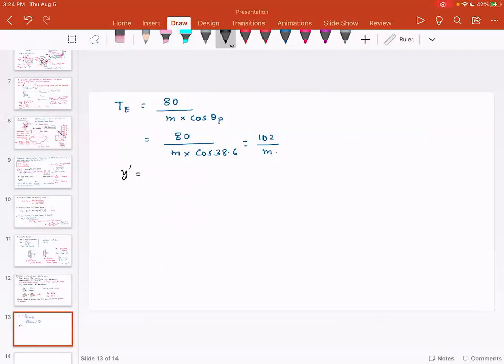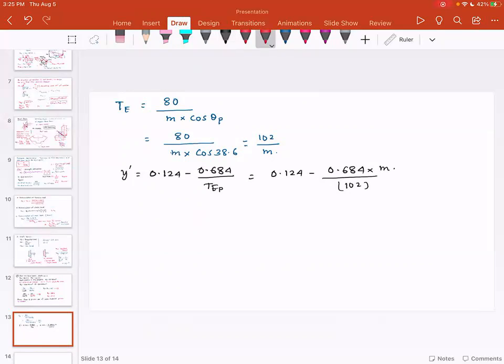Now with that, we should be able to find out the value of y. Since it's a 14.5 composite, we can use the Lewis form factor equation: 0.124 minus 0.684 divided by TEP. So with this, you get 0.124 minus 0.684 divided by 102, multiplied by m.